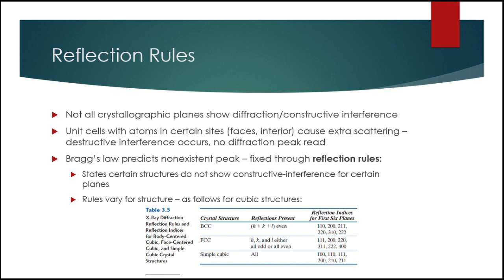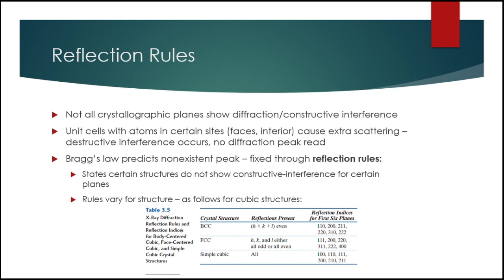This states that certain structures do not show constructive interference for certain planes given their geometry. Now, the rules vary for the structures, but they're given below. For a simple cubic structure, any reflection is present within the HKL planes. For an FCC structure, or a face-centered cubic structure, the H, K, and L indices of the plane must be either all odd or all even. And finally, for a body-centered cubic structure, the sum of the H, K, and L indices for the plane must be even as well.